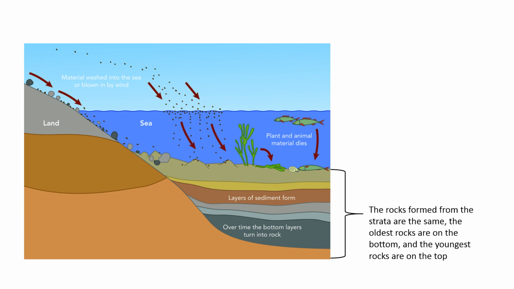So the rocks that form from the strata of sediment are the same. The oldest rocks are on the bottom, and the youngest rocks are on the top. Okay? Now, different types of sediment will lead to the formation of different types of rock. Okay, so depending what's happening on the land, that will dictate what sediments are washing into the sea and settling on the bottom of the sea.